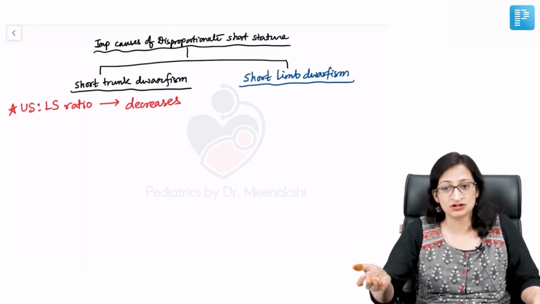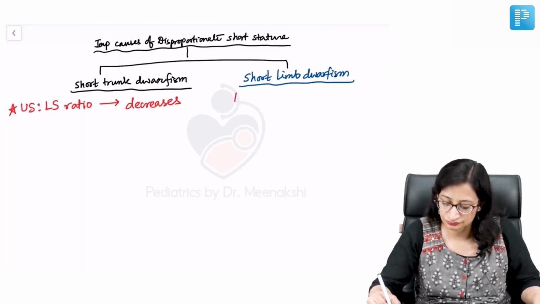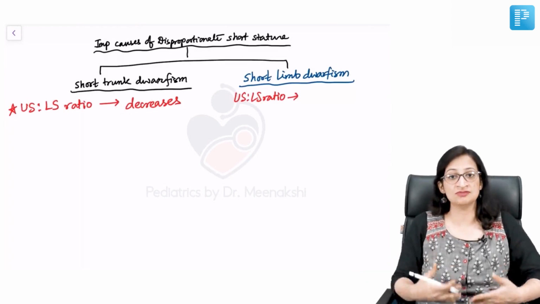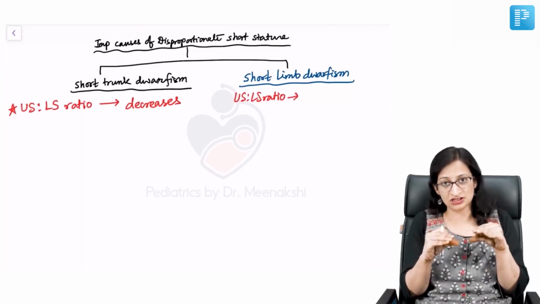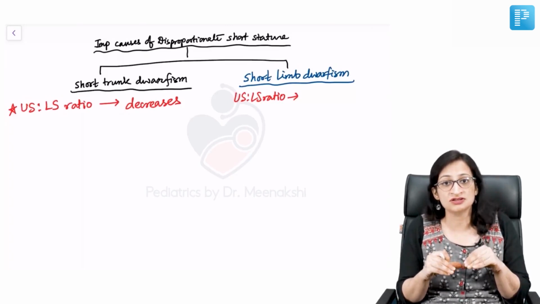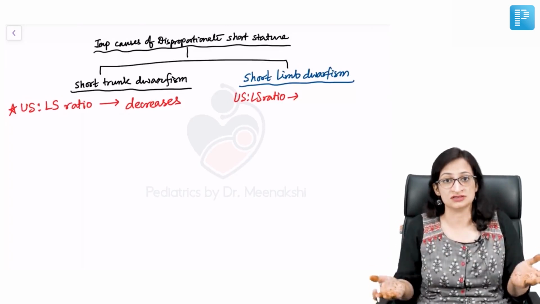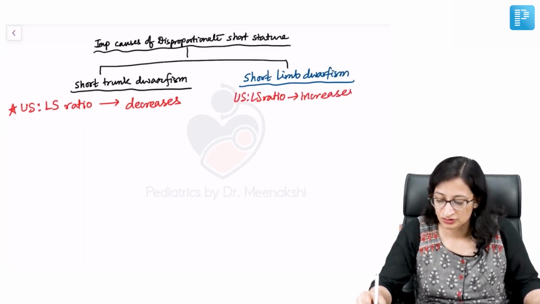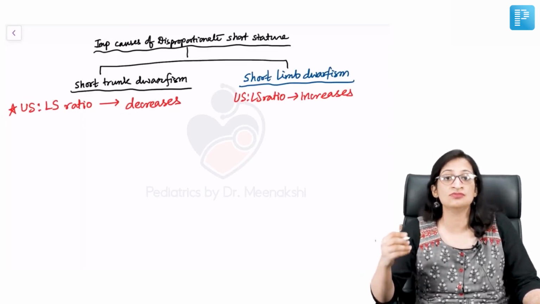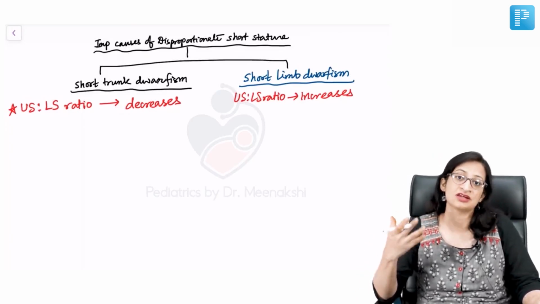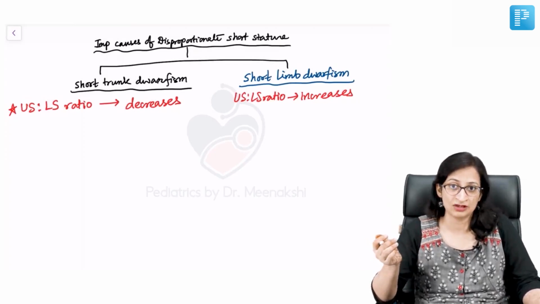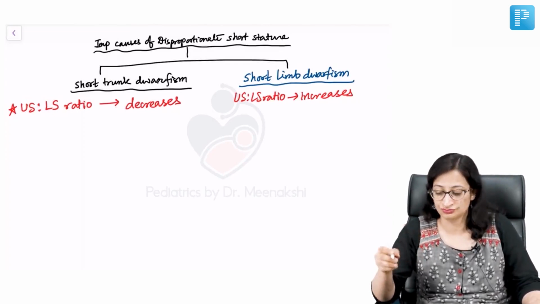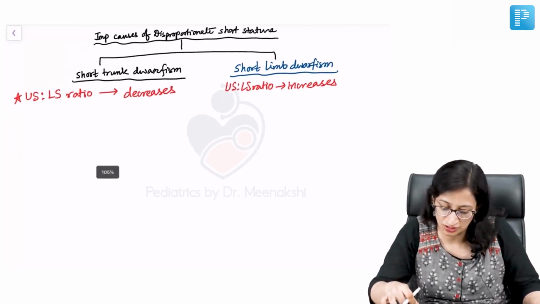While what happens in short limb dwarfism? In short limb dwarfism, the limbs are mainly short. So the lower segment is decreasing. The denominator is decreasing. So the ratio will increase. So the upper segment to lower segment ratio increases in all the causes of short limb dwarfism. Right? And we can understand now why. Okay. Now moving on to some important causes of short trunk dwarfism.